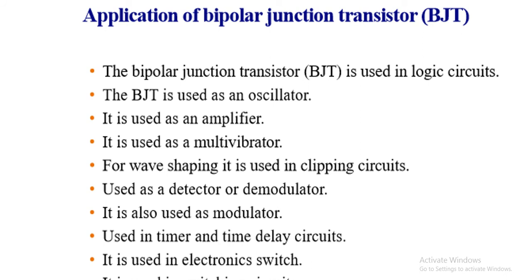There are many applications. The bipolar junction transistor, BJT, is used in logic circuits, as we showed before. It is used as an oscillator, as an amplifier, and as a multivibrator for wave shaping. It's used in clipping circuits, as a detector, as a modulator, in timer and time delay circuits, in electronic switches, and in switching circuits.